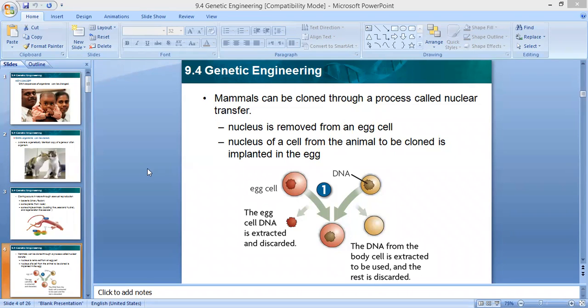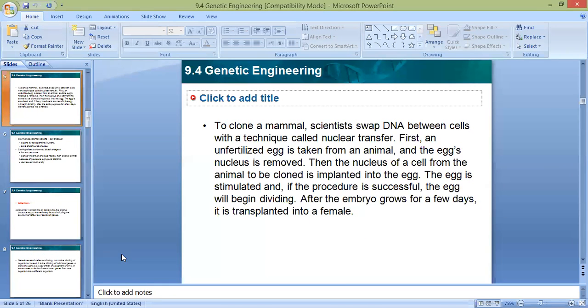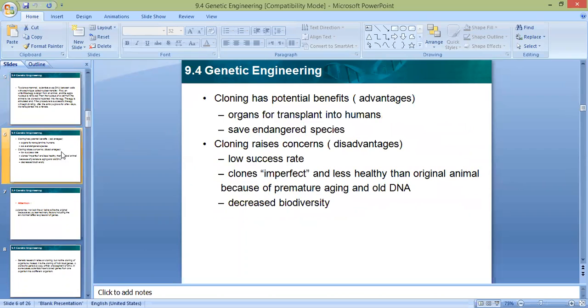And what they will do, they will take the egg with the DNA of the animal to be cloned and implant it inside the body of, or transplant it into, another female. Now the offspring that will be produced will be similar to the one before. Okay, cloning has advantages and disadvantages.